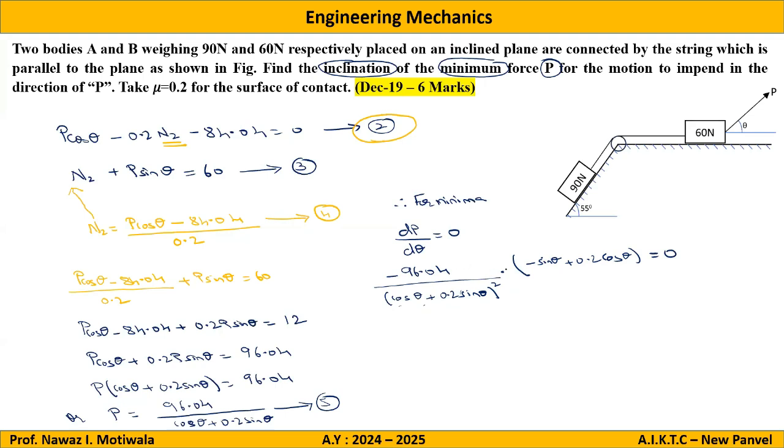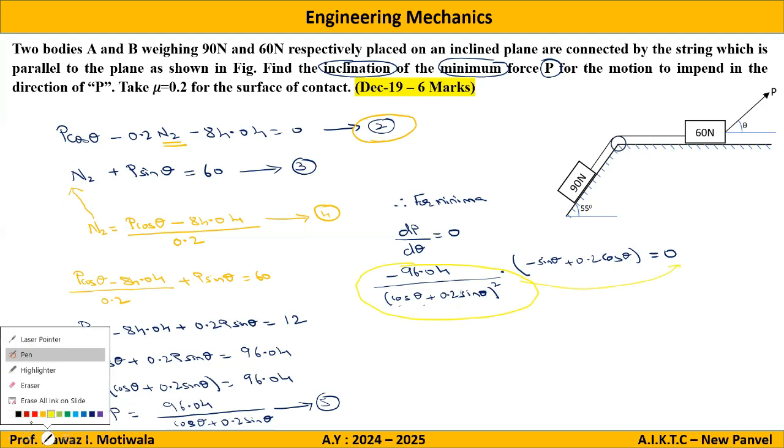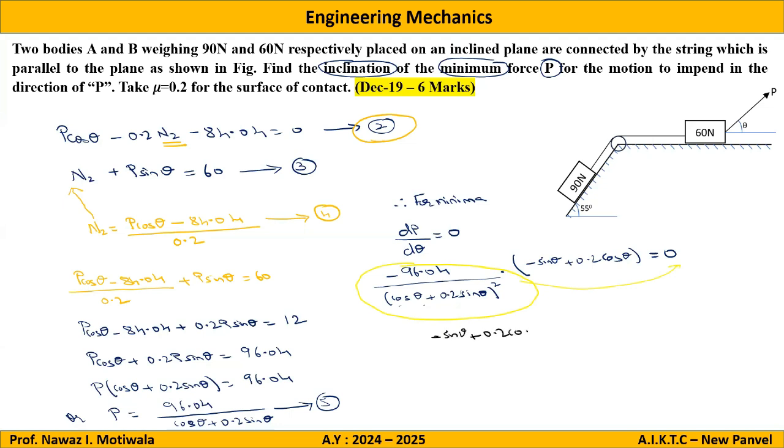Now see, the entire term is in multiplication. If I send the other factors to the right side, everything will become 0, and I will remain with the equation minus sin theta plus 0.2 cos theta is equal to 0. Or I can write 0.2 cos theta is equal to sin theta.